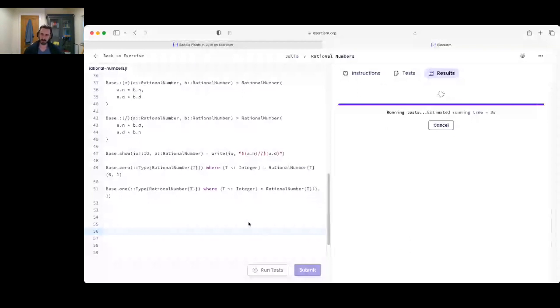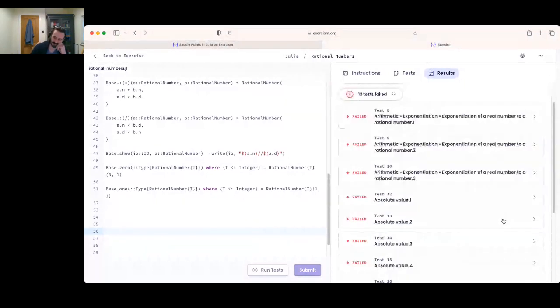Test passed. Test passed. Look at that. Now we've just got exponentiation, multiplying it by itself.